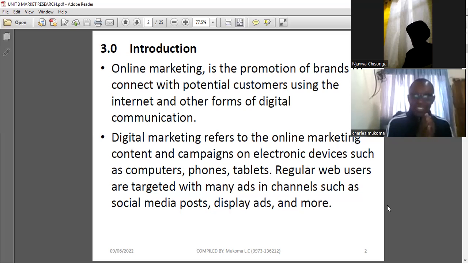Digital marketing refers to the online marketing content and campaigns on electronic devices such as computers, phones, tablets. Regular web users are targeted with many ads in channels such as social media posts, display ads, and more. So we are still just refreshing what we were discussing. The word ADS is just a short way of writing an advert in digital marketing.